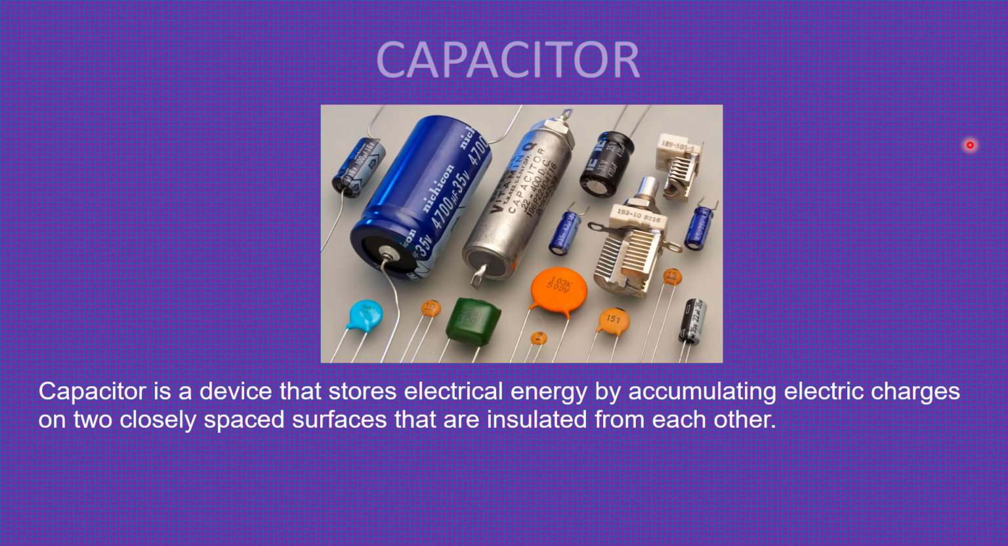Another one is the capacitor. A capacitor is a device that stores electrical energy by accumulating electric charges on two closely spaced surfaces that are insulated from each other. Basically, the capacitor is an electric charge storage device. A capacitor has two plates. Between them, electrical charge is stored.